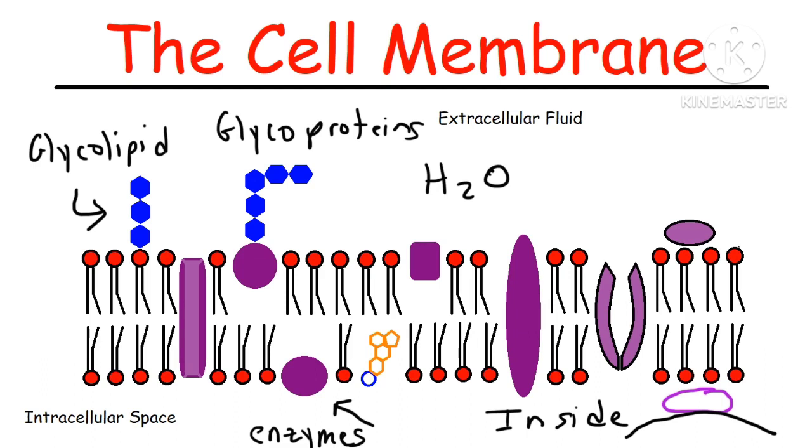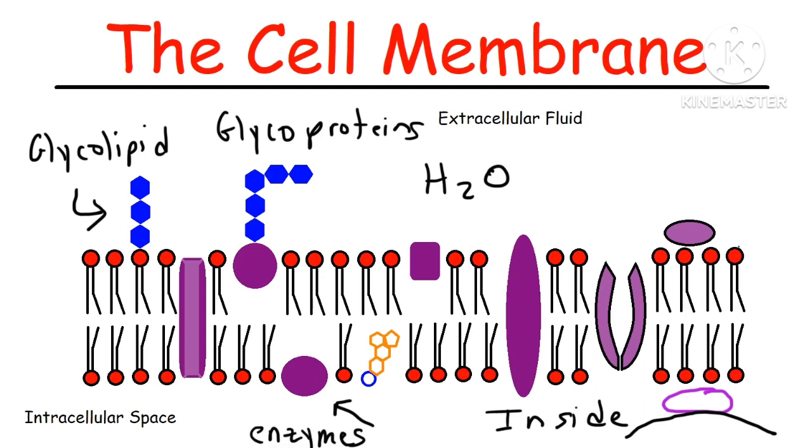Now, the next thing we're going to talk about is how things flow into and out of the membrane. The cell membrane is semi-permeable, which means it allows certain things to get in while blocking other things, or preventing other things from entering the cell.